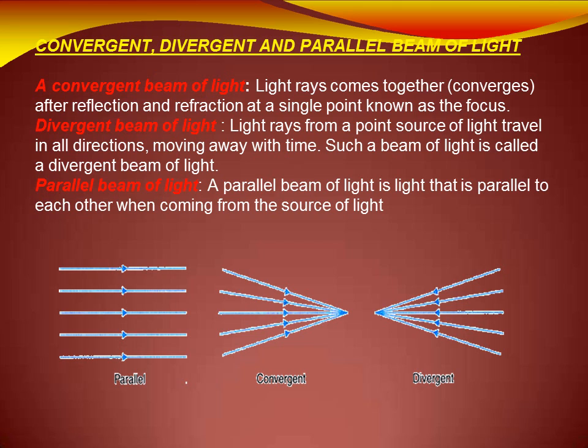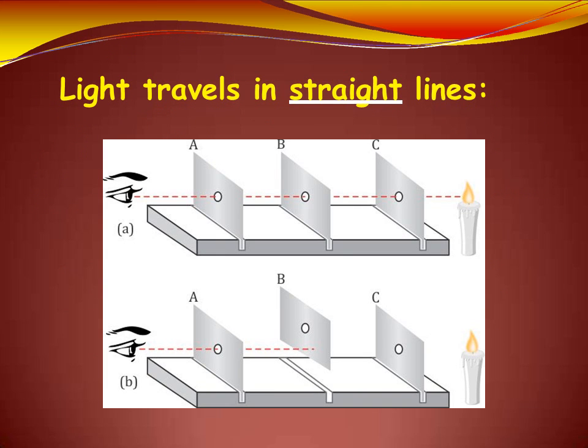Then we have a convergent beam of light. All light is converging at one point. That is called focus. Then we have a divergent beam, the spreading of light in many directions, a scattering of light. Now let's move to another part.